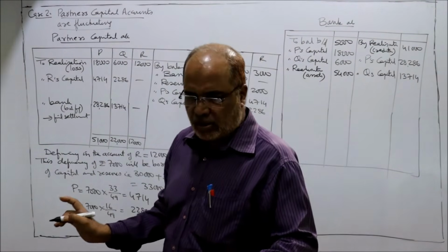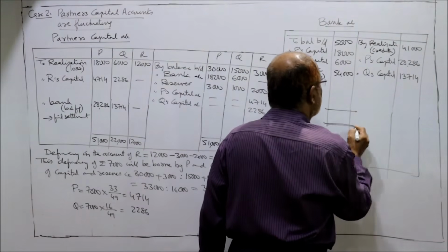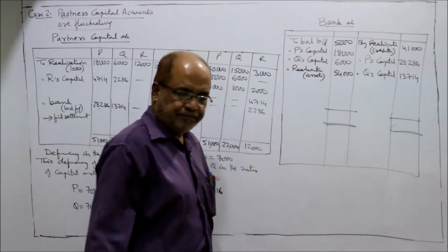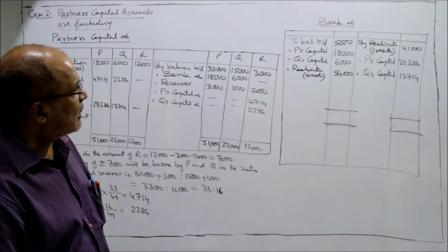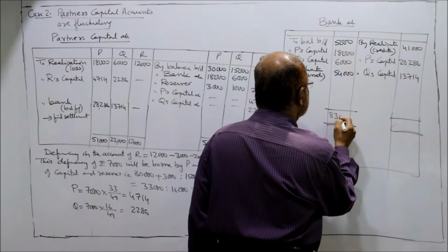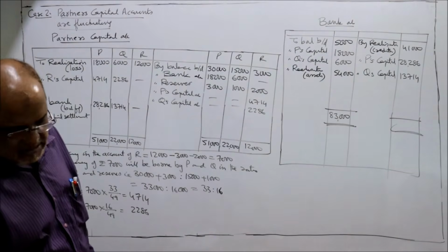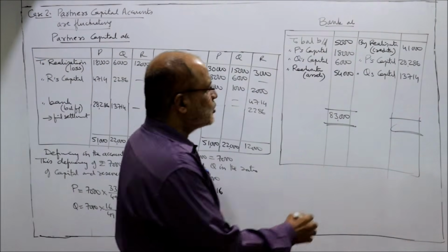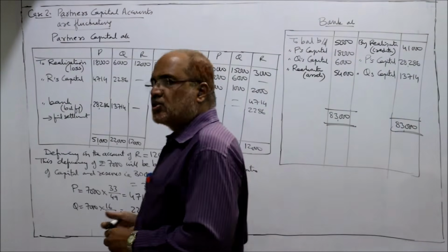All the capital accounts are closed. Now you have to find out the total in the bank account. It should tally. So 5,000, 18,000, 54,000 and 6,000. 83,000 is the total on the debit side. Credit side 41,000, 28,286, 13,714. It comes to 83,000. That's all.